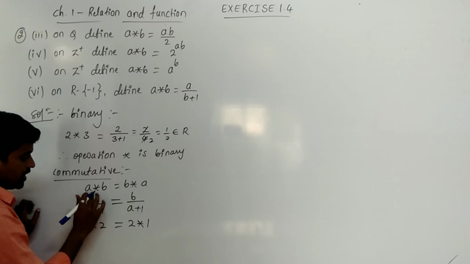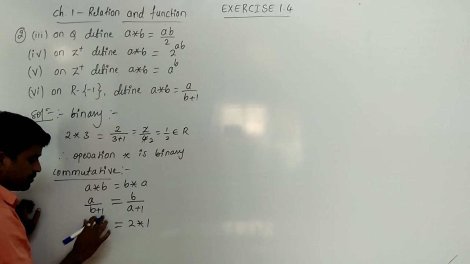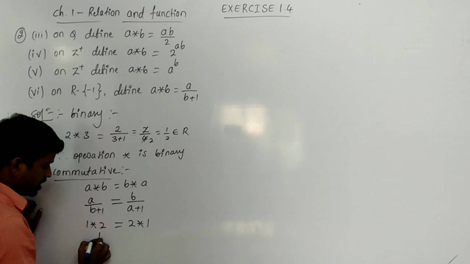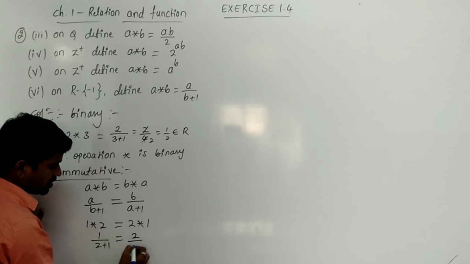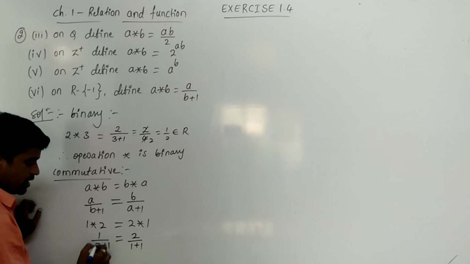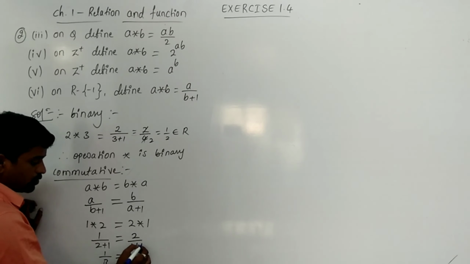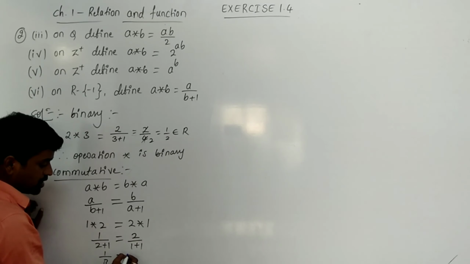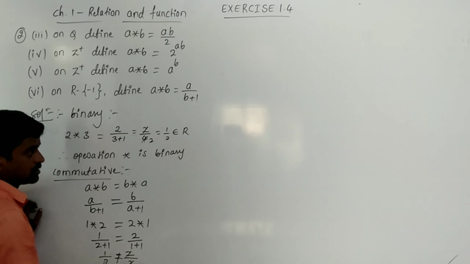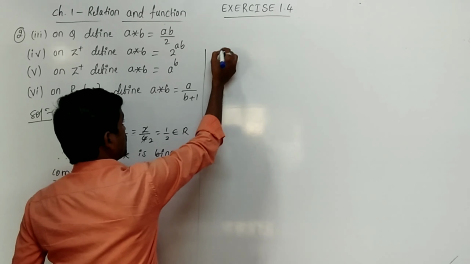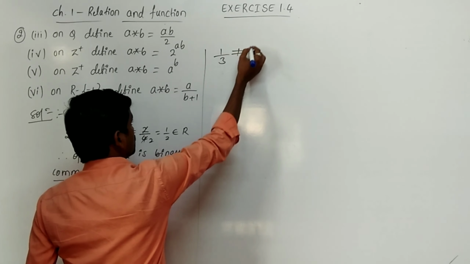1 star 2, a star b is a divided by b plus 1. 1 star 2 is 1 divided by 2 plus 1. 2 star 1 is 2 divided by 1 plus 1. 1 divided by 2 plus 1 is 1 by 3. 2 divided by 1 plus 1 is 2 by 2. Here LHS is not equal to RHS. This one, 1 by 3 is not equal to 1.